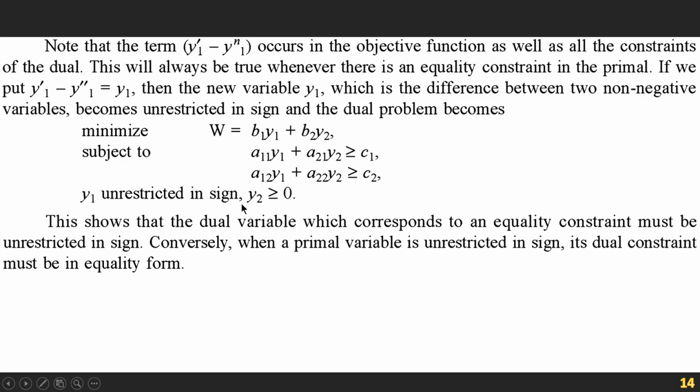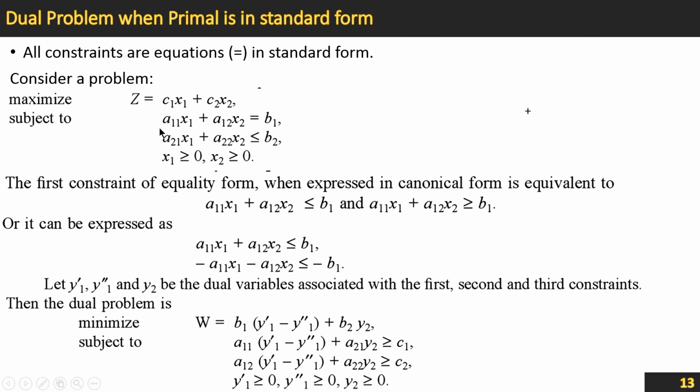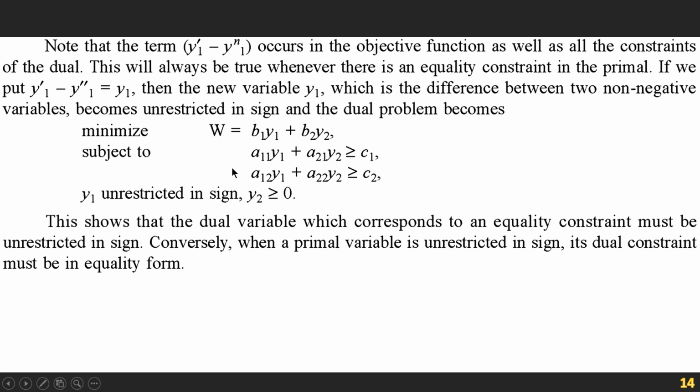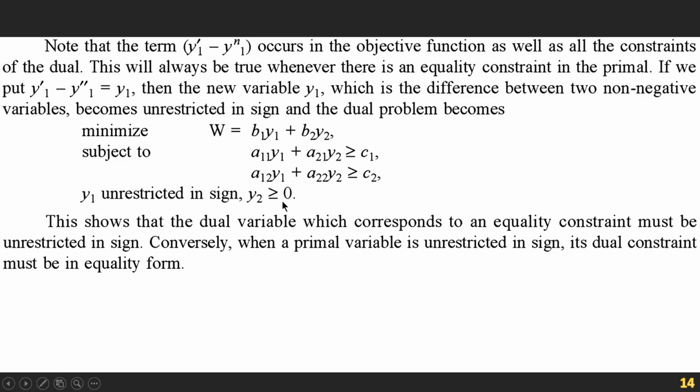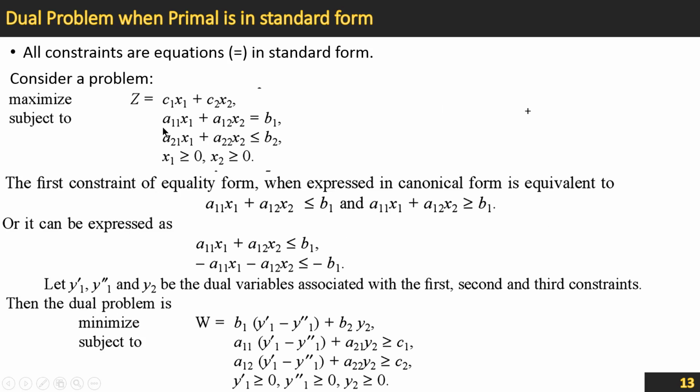By 1 will be unrestricted in sign. This shows that the dual variable which corresponds to an equality constraint must be unrestricted in sign. Look at this equation, we have taken y1 as the variable, so y1 becomes unrestricted in sign, and obviously y2, because it is a less than or equal to sign, will be greater than or equal to zero. But y1 will be unrestricted because we have taken it corresponding to an equation. So you have to remember this.